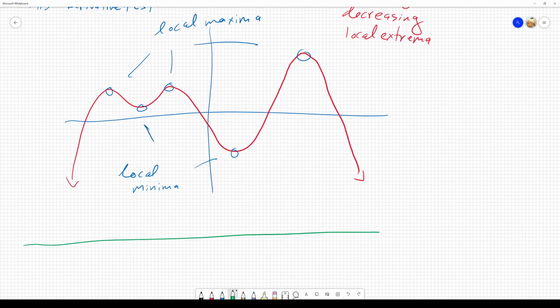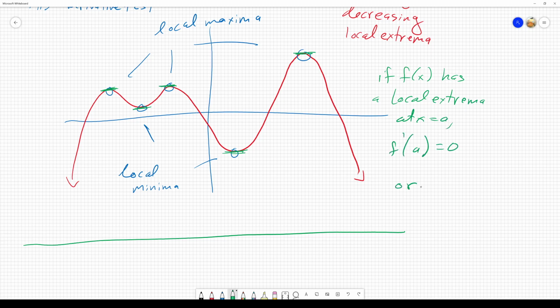And the key to figuring out where those extrema are is noticing that at all of them, if you drew a horizontal tangent line, if you drew the tangent line rather, it would be horizontal. So if f of x has a local extrema at x equals a, then f prime of a equals 0, or f prime of a does not exist.